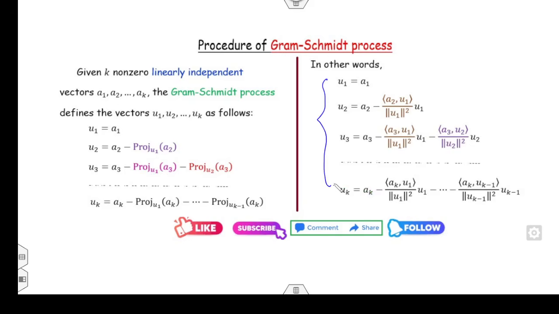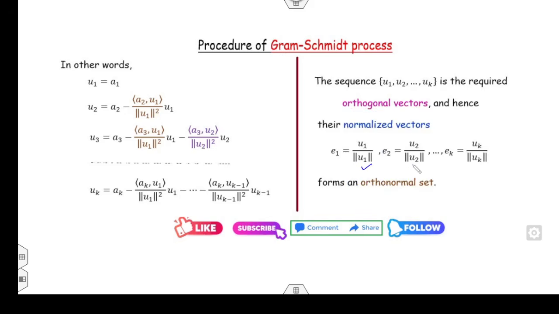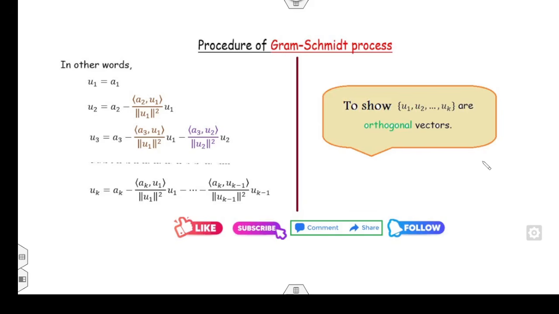Based on these, the set of vectors u1, u2 up to uk is known as the orthogonal vectors. Since we constructed the orthogonal vectors, we can convert them into the orthonormal by dividing by their individual norms. And that's the simple procedure of the Gram Schmidt process. Now, the only thing left is to check whether the set of vectors we have created is orthogonal or not.